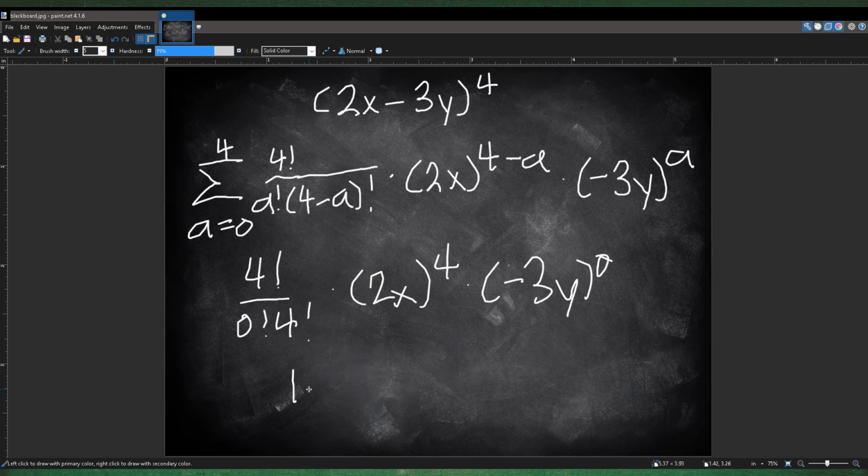So this is 1 times 2x to the power of 4. 2x to the power of 4 is 16x to the fourth, right? And then negative 3y in parentheses to the power of 0 is just 1. So the first term is 16x to the power of 4. Okay? So that's our first term.